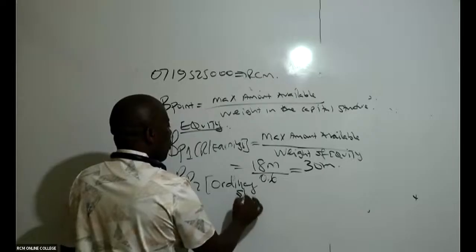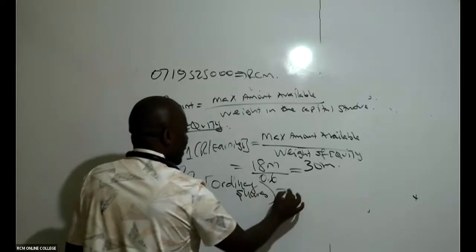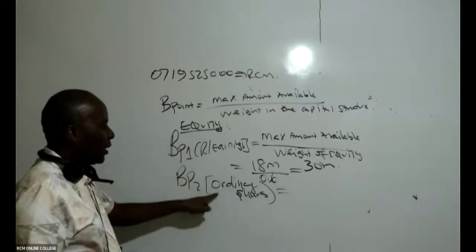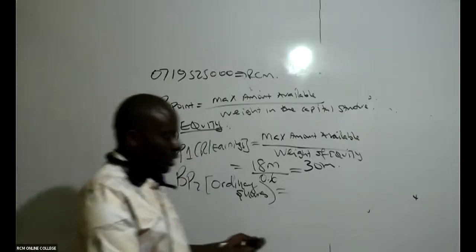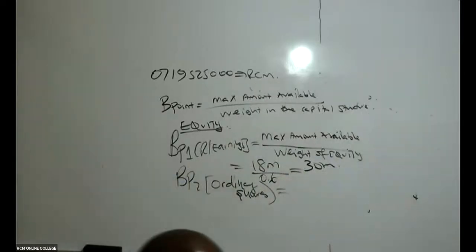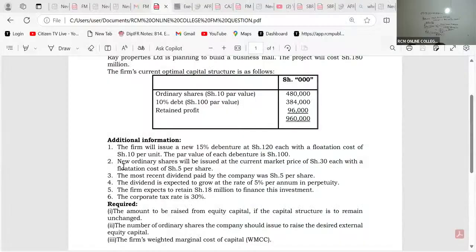Breakpoint 2 under equity: we have retained earnings and ordinary shares. So we go to ordinary shares. What are they telling us under ordinary shares? They're only telling us new ordinary shares will be issued at the current market price of 30 each.